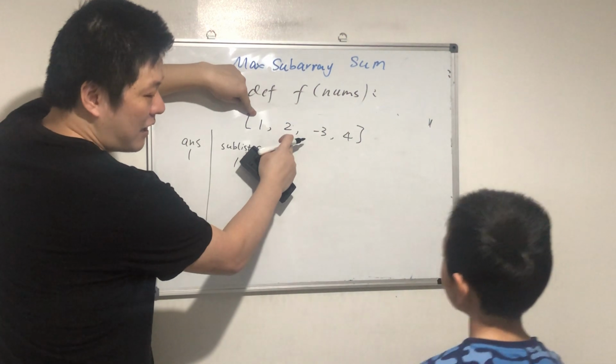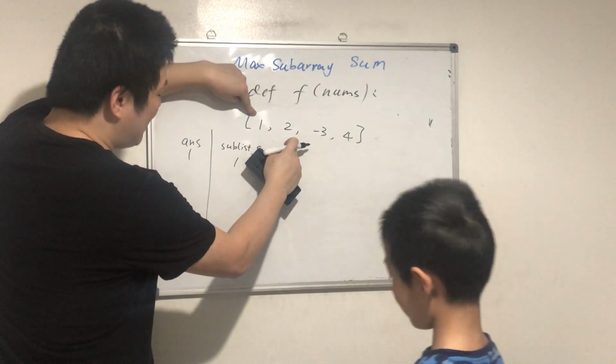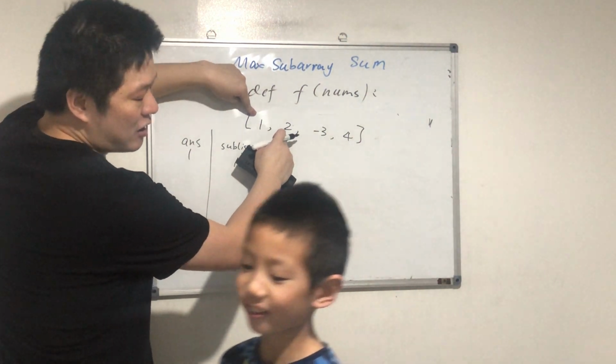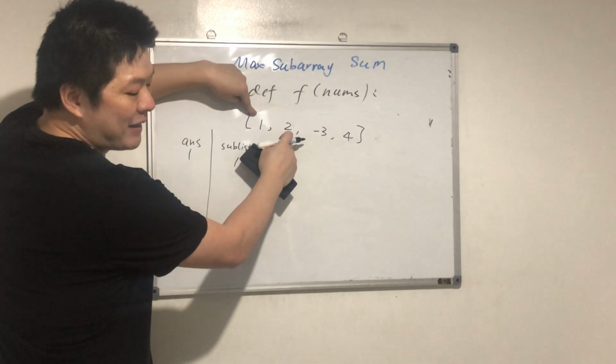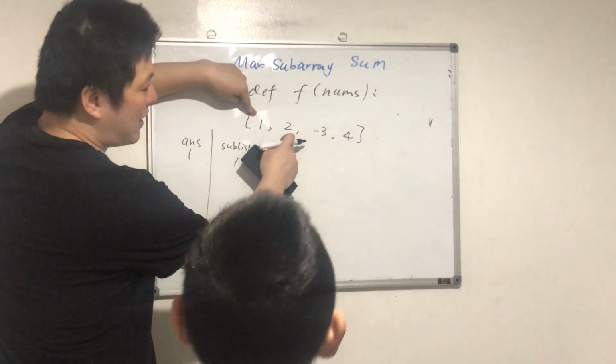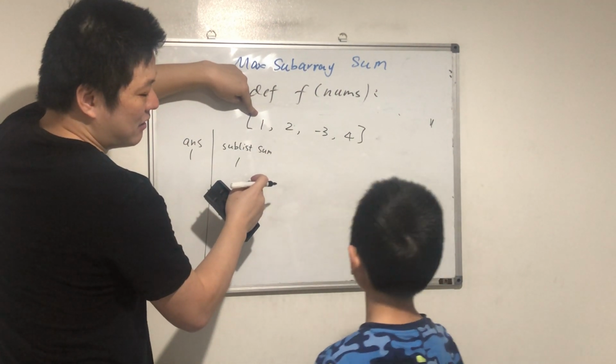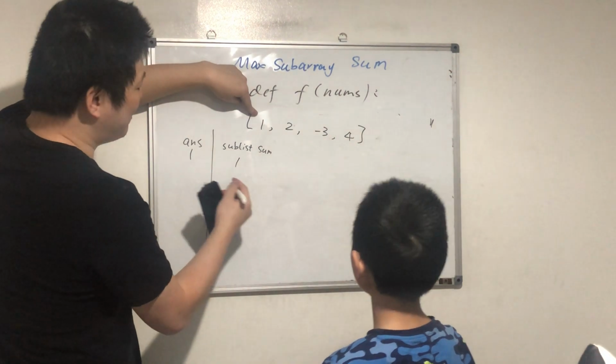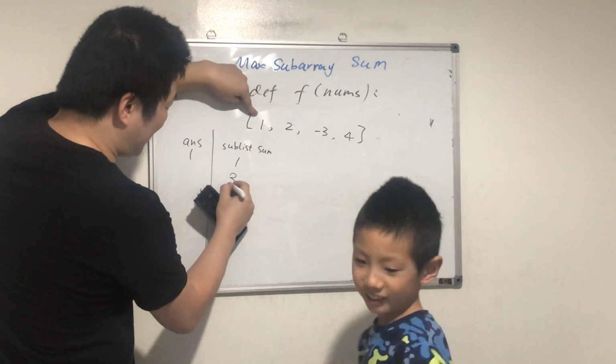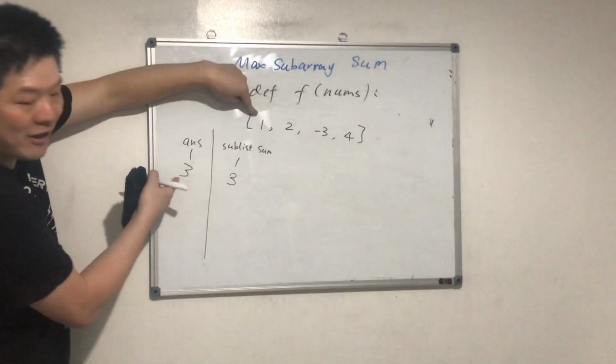Next number, 2. I can add it, which is 3, or I can pick 2 alone. Or I can pick 1 and 2, which is better. 1 and 2, so it's 3. That makes a new record here, right?